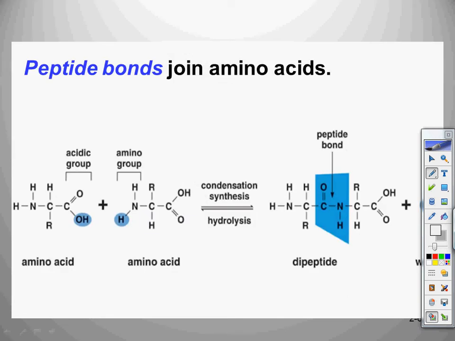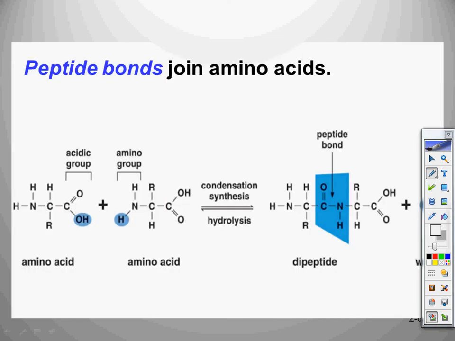The bonds that hold the amino acids together are called peptide bonds. So far we've talked about hydrogen bonds, ionic bonds, covalent bonds, and now here's another one called a peptide bond. Well, a peptide bond is simply a bond that holds two amino acids together. When we have two amino acids that are joined together, we call it a dipeptide. Sorry about that. We call it a dipeptide. So the dipeptide is two amino acids joined together by a peptide bond.